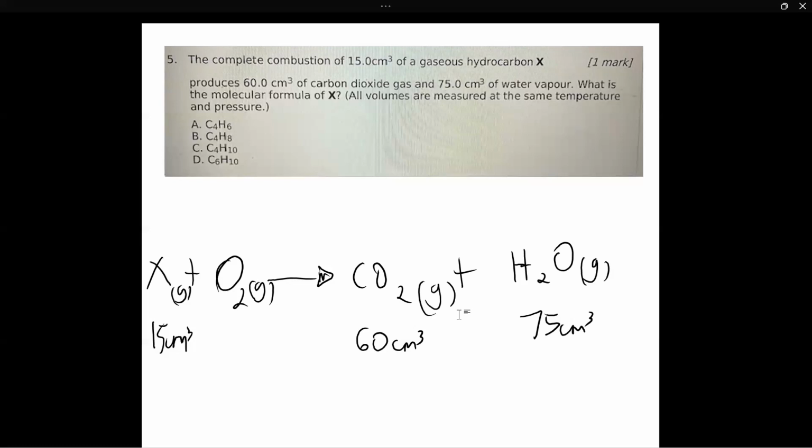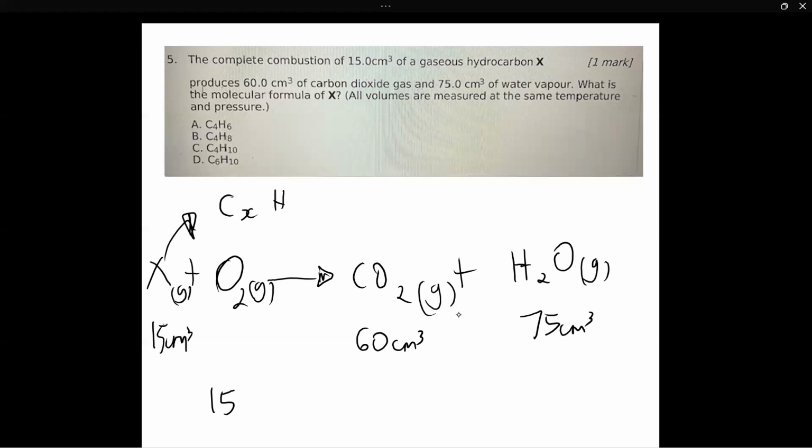The first thing you want to do is look at the volume of the carbon dioxide, which is CO2. And if it's produced 60 cm³ of CO2, that means that the ratio of the volume of the product, which is X. Now we know that X has C, X, and H, Y.